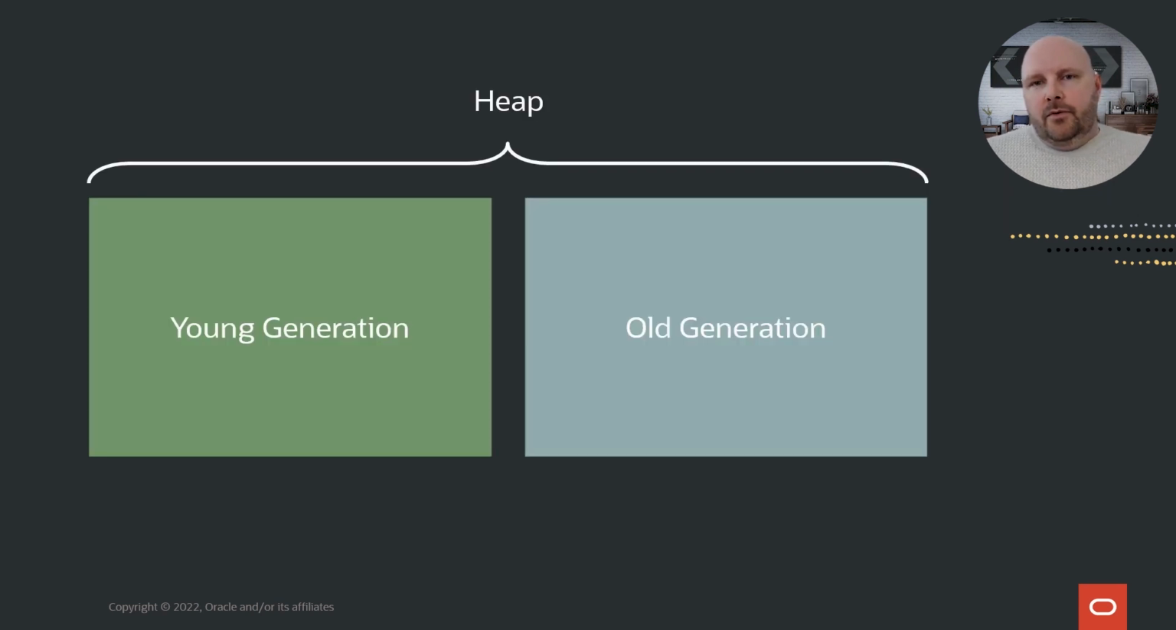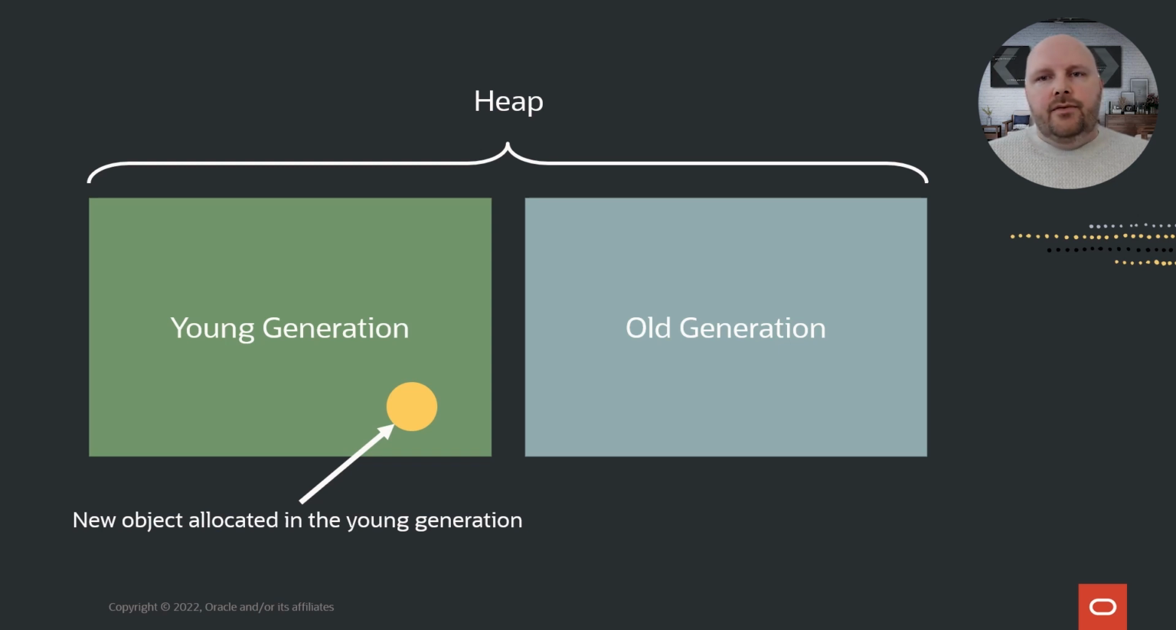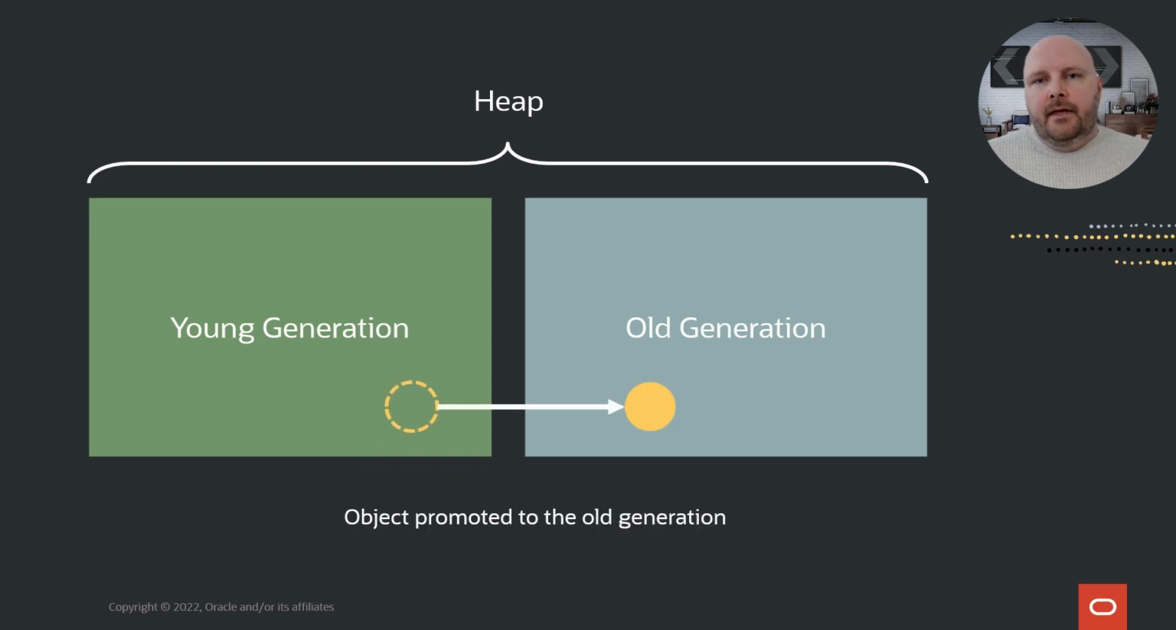Generational GC exploits this by dividing the heap into two logical regions, and they're usually called the young generation and the old generation. So when a new object is allocated, it will be placed in the young generation. And since most objects are short-lived, most objects in the young generation become unreachable shortly after being allocated. However, if an object remains reachable for a longer time, then the GC will eventually move it to the old generation.